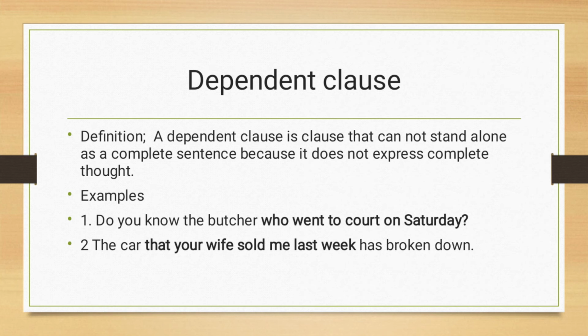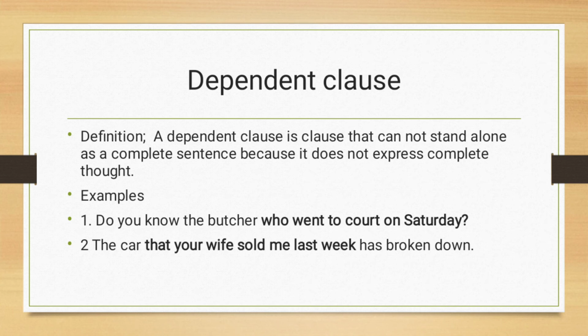So this is called a dependent clause. Why do we say it is dependent? Because if we write it alone, it does not give any meaning by itself. This group of words does not express any thought. For example, if I say who went to court on Saturday, it needs the previous sentence, the previous group of words, to complete.